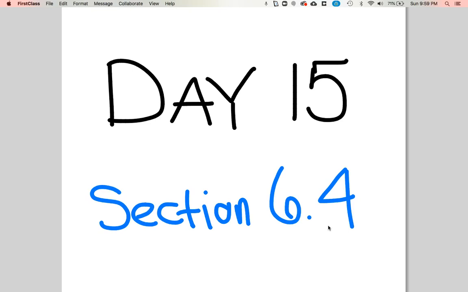All right, day 15. Let's continue on here in section 6.4. Remember, leading into this, in 6.2 and 6.3 we really focused on quadrilaterals and what it takes for them to be parallelograms. And we kind of went back and forth between their converses. So now we're going to take these parallelograms and look at special parallelograms.